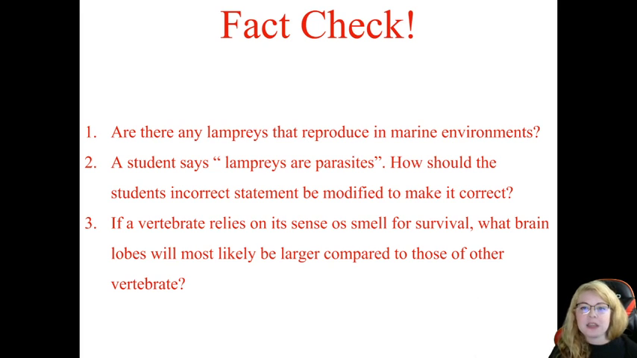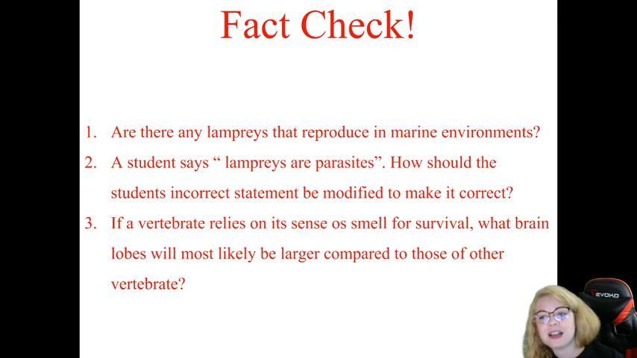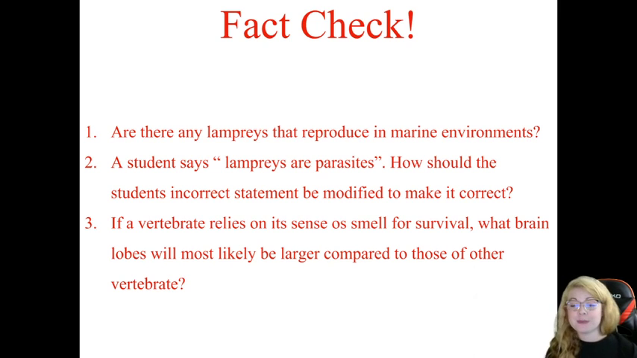And number 3, if a vertebrate relies on its sense of smell for survival, what brain lobes will most likely be larger compared to those of other vertebrates? So if it's sense of smell for survival, it's going to be the olfactory lobes, because that is where you send your sense of smell and nerve signals to your brain. So this organism's olfactory lobes would be much larger than some of the other lobes in its brain.